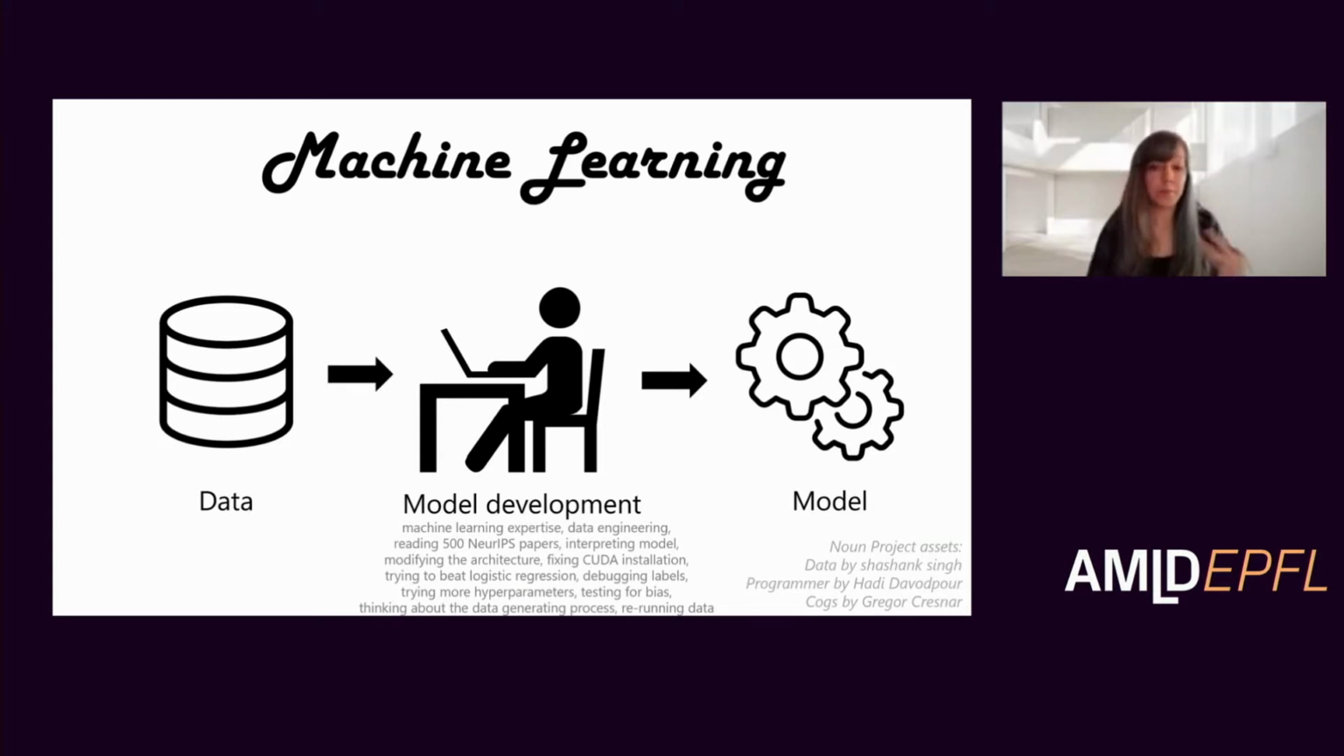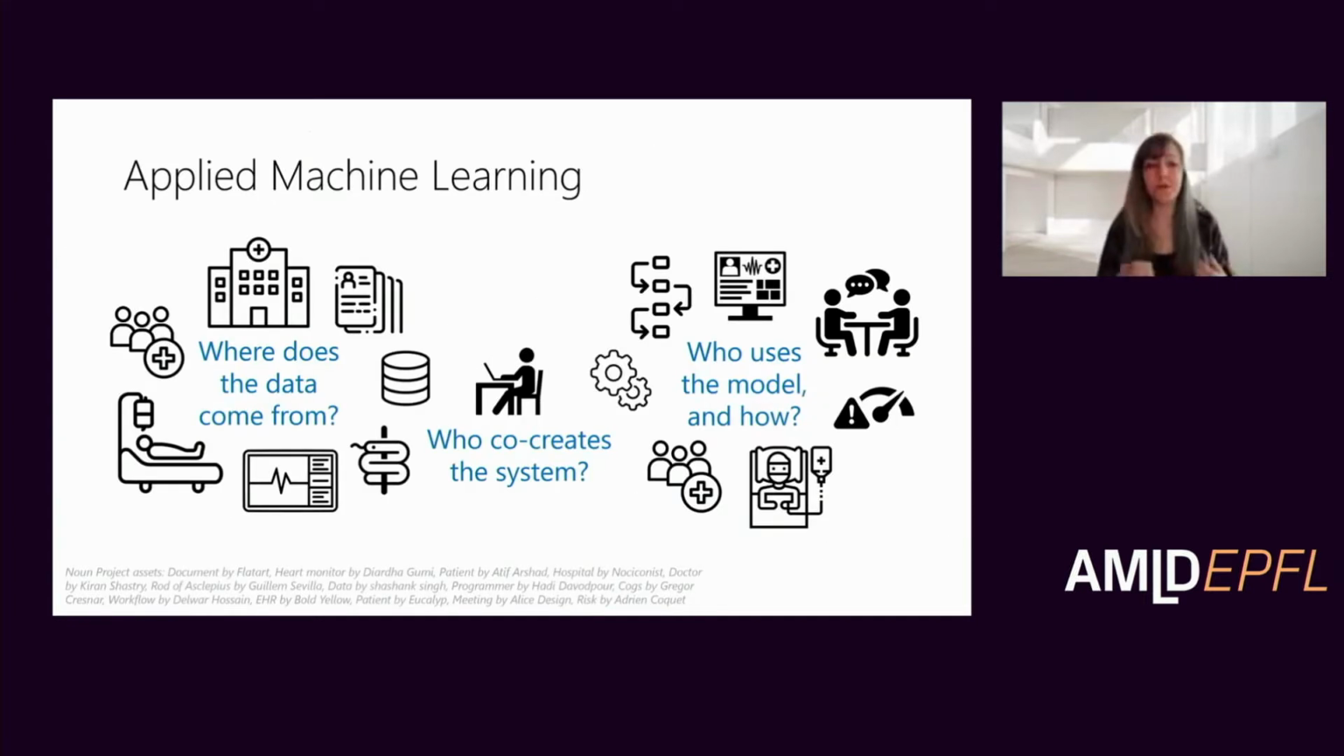When we do applied machine learning, however, we need to zoom out a little bit. We need to think, actually quite a lot. We need to think about where the data is coming from and how the model we build is going to be used. We also need to think about who is working alongside us in actually building this model.